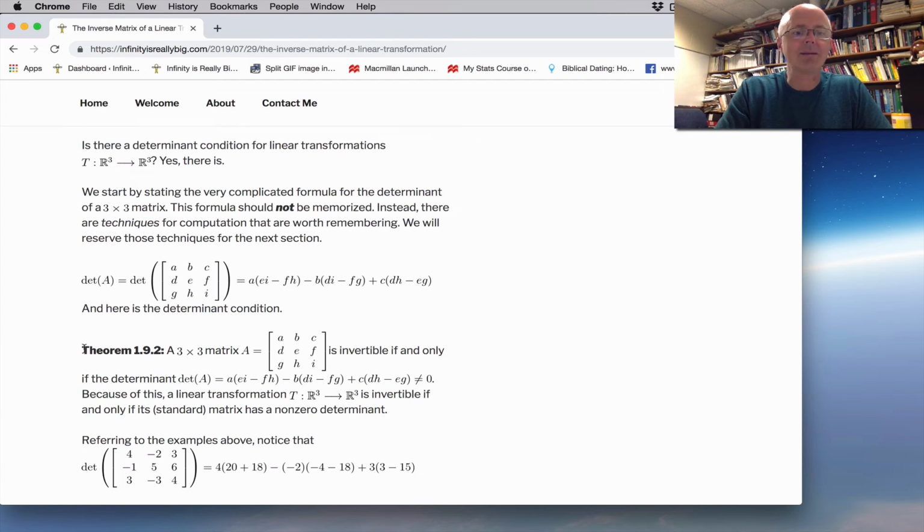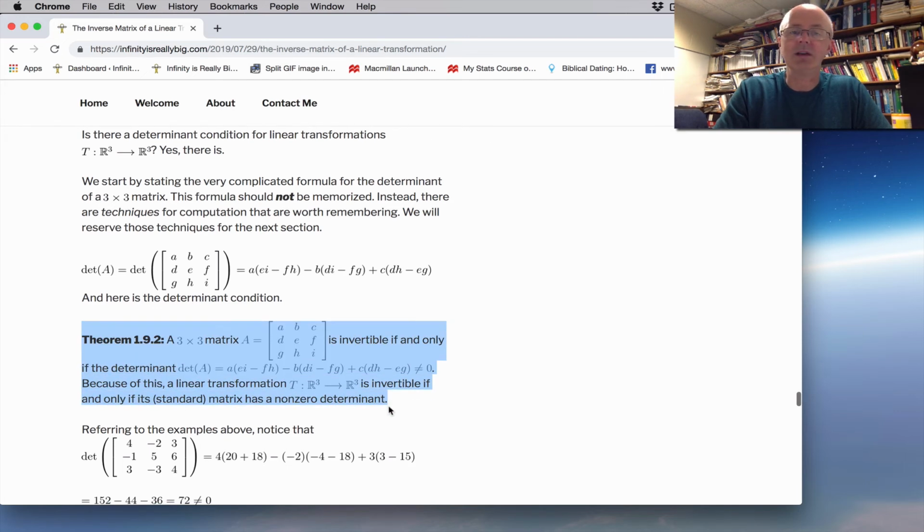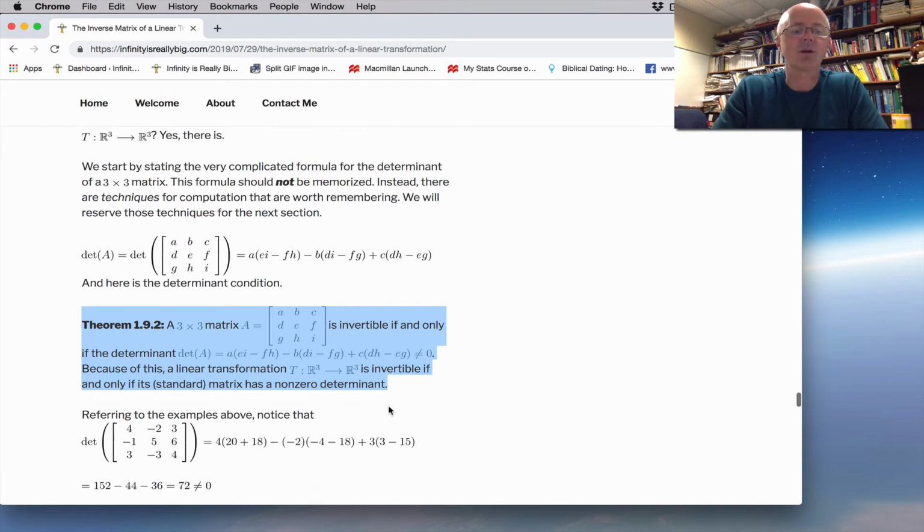Once again, the 3 by 3 matrix is going to be invertible if and only if its determinant is non-zero, and that means a linear transformation from R3 to itself will be invertible if and only if its standard matrix has a non-zero determinant. Again, I'm not explaining where this determinant condition comes from, but you could certainly check it for yourself for examples.